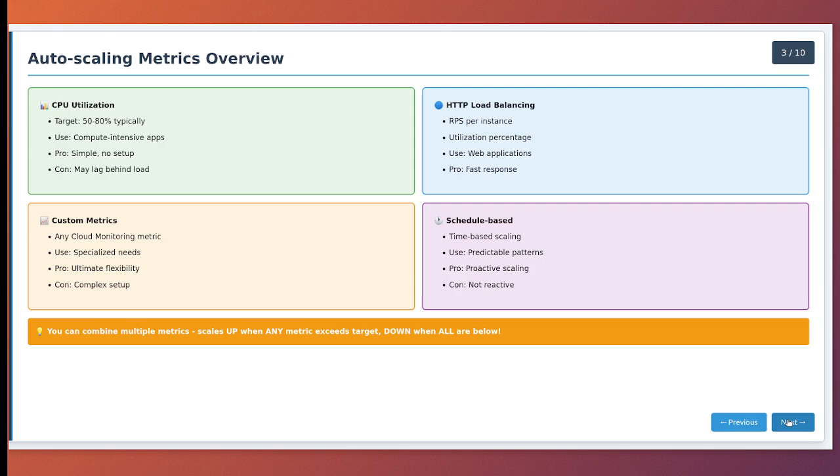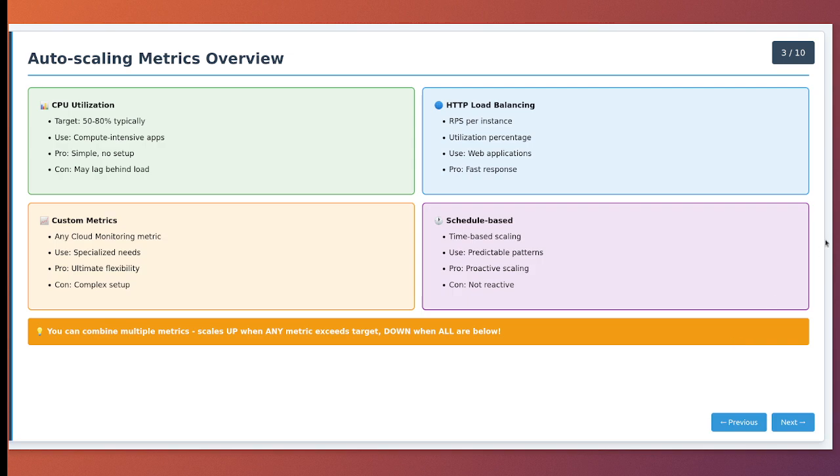CPU utilization is the most common and straightforward metric. You set a target CPU percentage, and the autoscaler maintains that level across your instance group. This works well for compute-intensive applications where CPU usage correlates directly with load. For example, if you set a 60% CPU target and your instances are running at 80%, the autoscaler will add instances to bring the average back down to 60%.